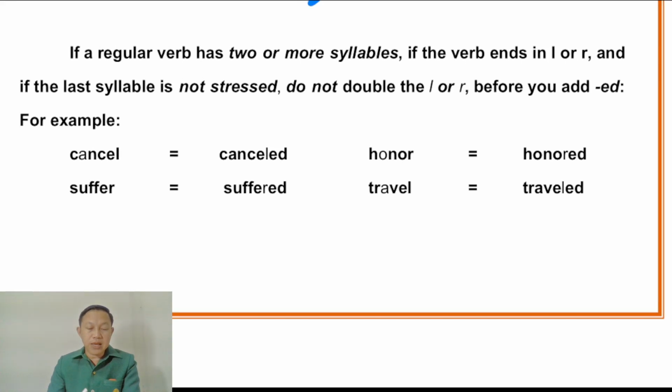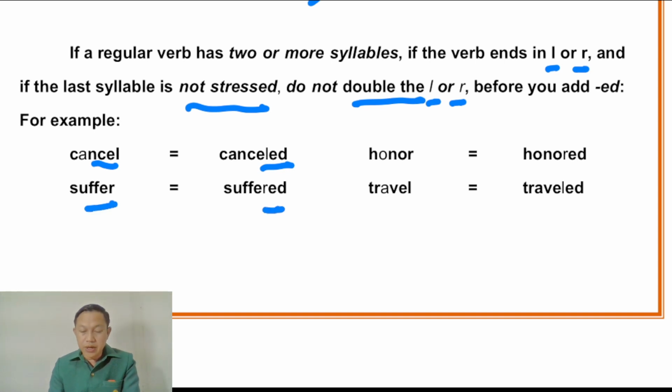If a regular verb has two or more syllables, if the verb ends in L or R, and if the last syllable is not stressed, do not double the L or R before you add ed. For example, cancel, cancelled, suffer, suffered, honor, honored, travel, traveled.